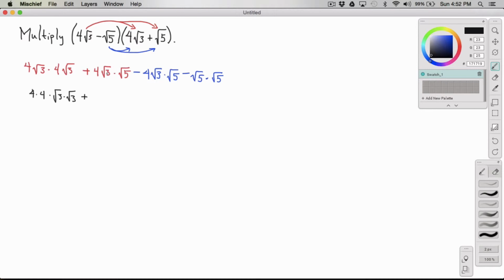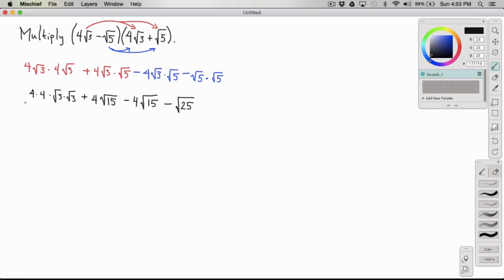In this next one, let's start putting this together. Here I have a 4, a square root of 3, and a square root of 5. I'm going to just multiply what's underneath the radicals. That's going to give me 4 square root of 3 times 5, or 15. The next one is minus 4, and then the square root of 3 times the square root of 5. Again, that gives us the square root of 15. Now here I have a minus, and a square root of 5 times the square root of 5. Well, that becomes the square root of 25.